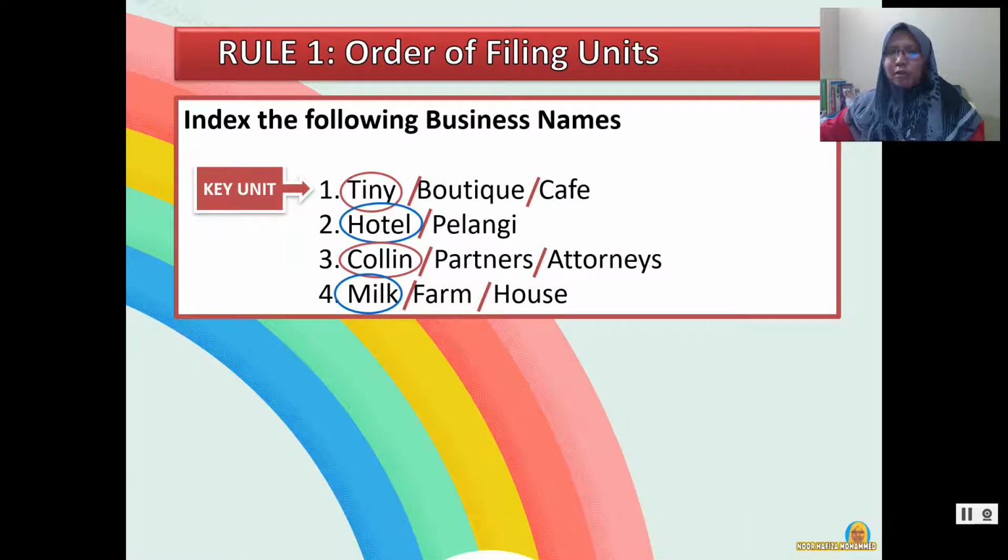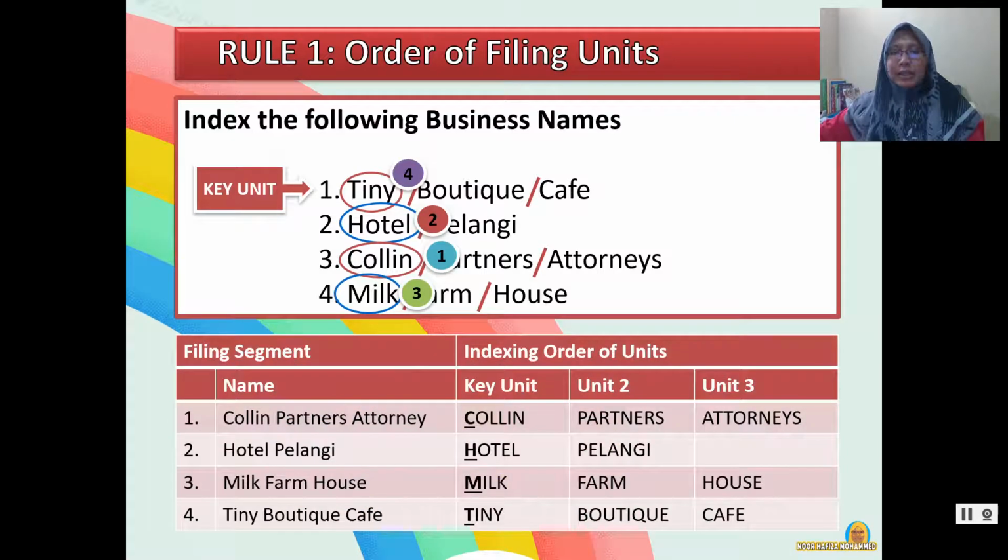So how are we going to arrange this in a table? Again, you need to arrange in alphabetical order. Tiny starts with T, Hotel starts with H, Colin is C, and lastly Milk is M. So when we arrange this in alphabetical order, the first one is Colin, starting with C, second is Hotel, third is Milk, and lastly Tiny. So we are going to arrange this in a table.